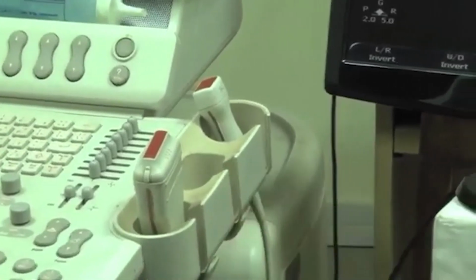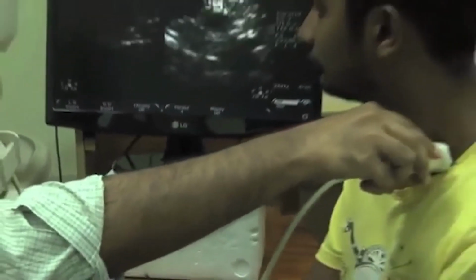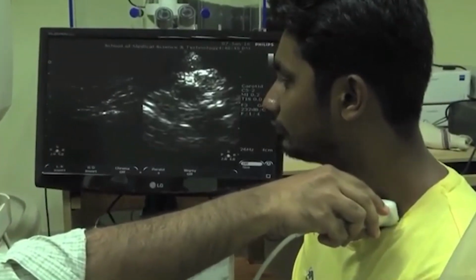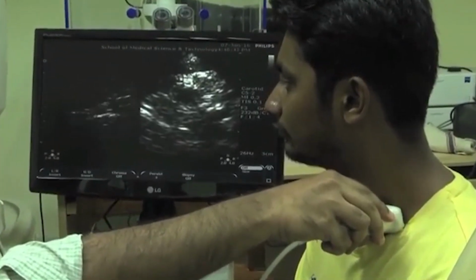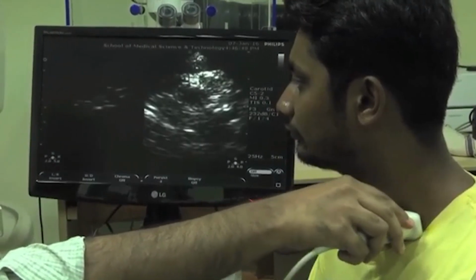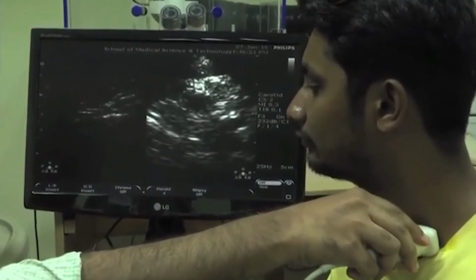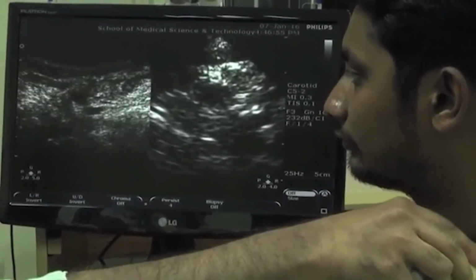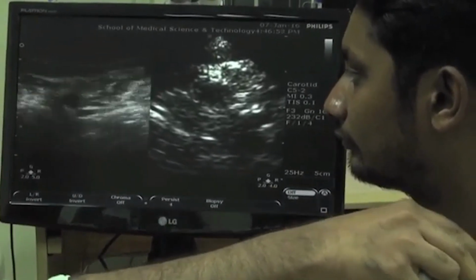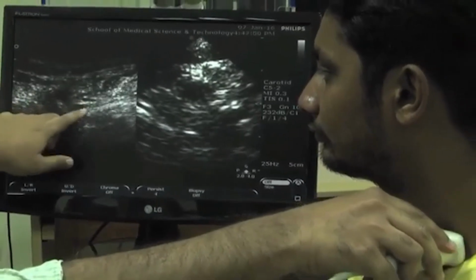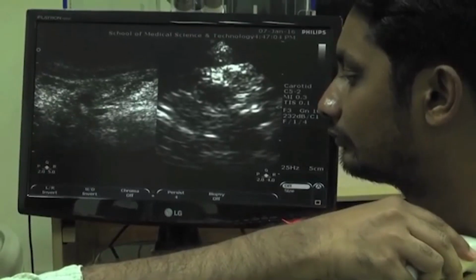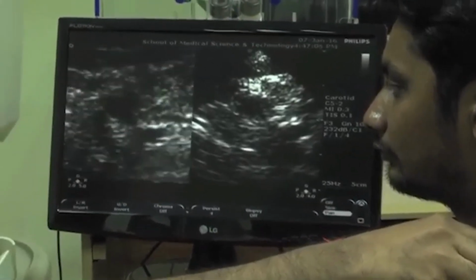Okay, and now let's try to image the carotid artery. As I see, I need to go down to a higher depth and possibly increase my gain factor as well. And now I can see his carotid artery beating over here. Okay, so I can zoom into that as well.